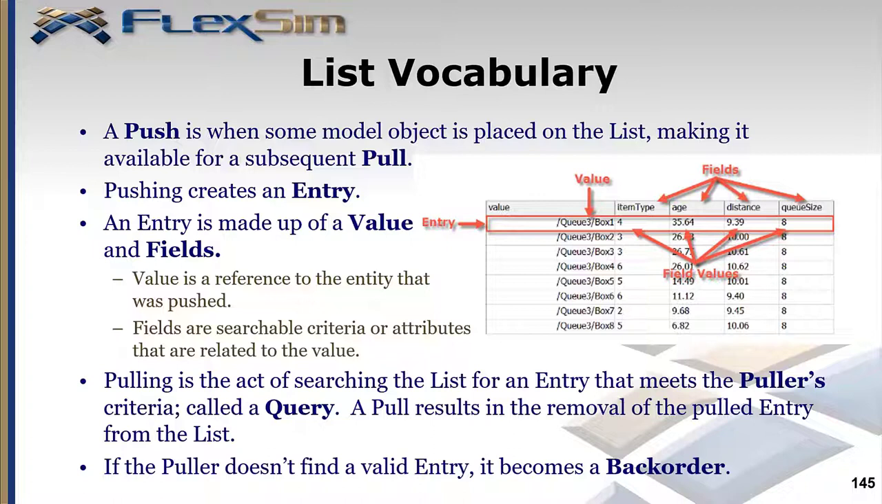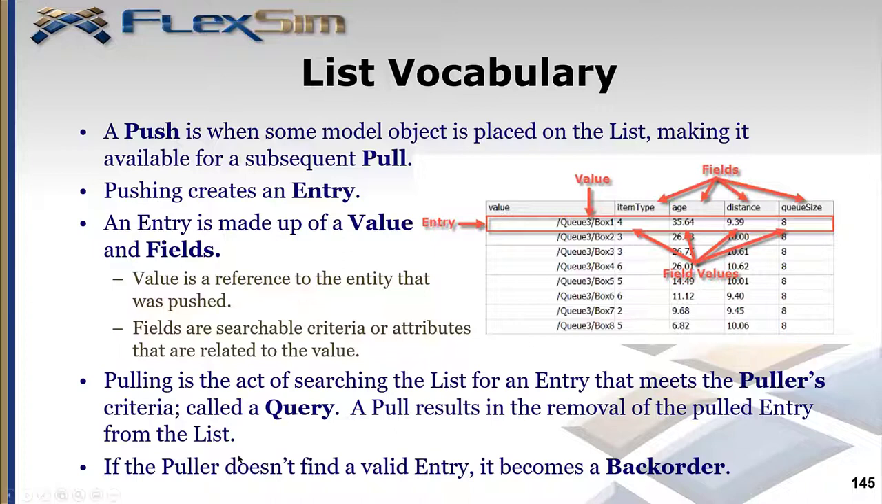And we call that act of searching a query. So a puller has the ability to query the list in order to find the best matching entry on the list that the puller is looking for. In the case of the restaurant again, you might say that the tables in the restaurant are pullers, and they are searching the list of customers in order to find the right customer that meets their set of criteria. Like some tables are pulling customers of size 2, some tables are pulling customers of size 4, some tables are pulling customers that want to sit outside, things of that nature, right?